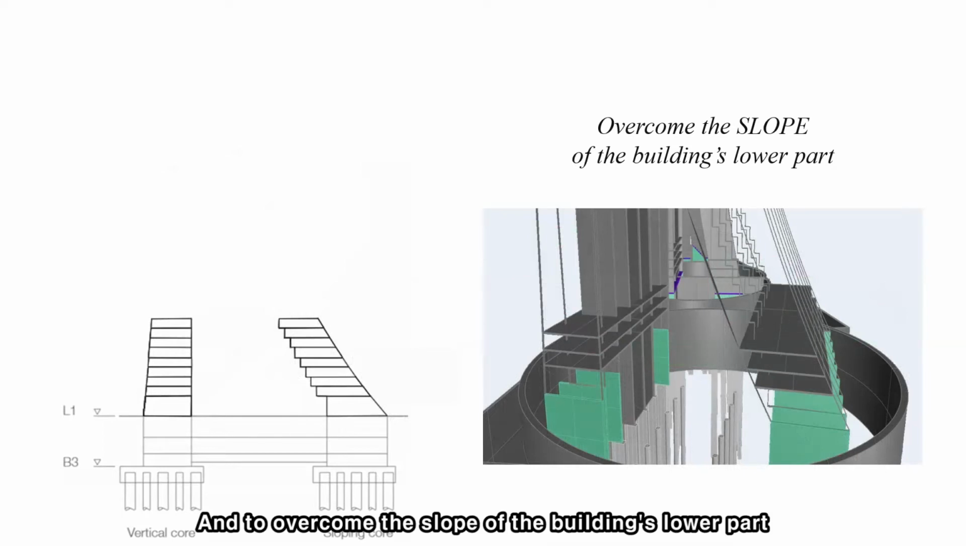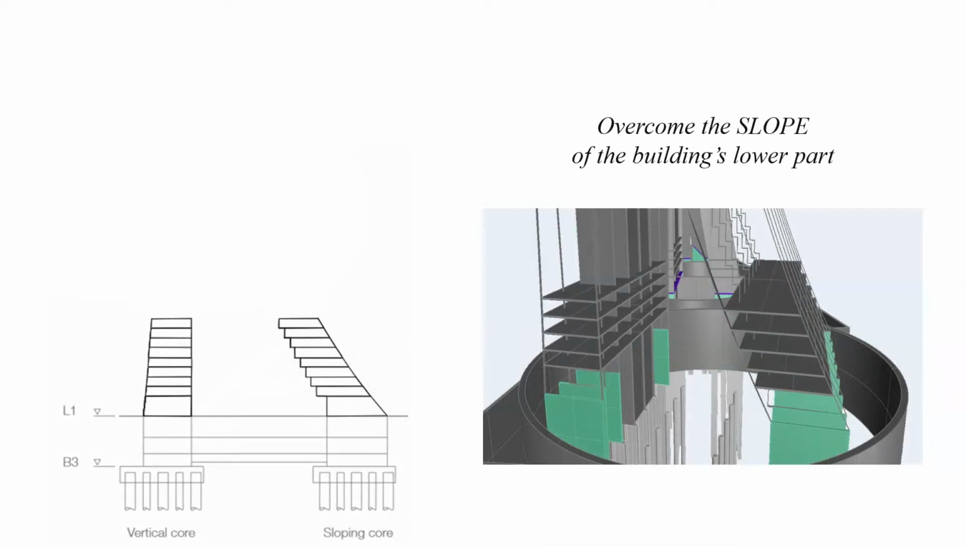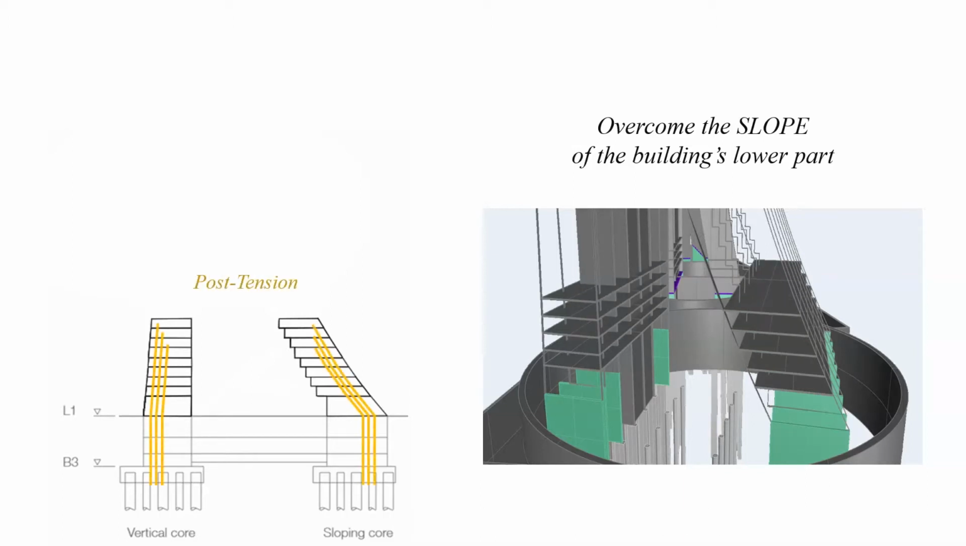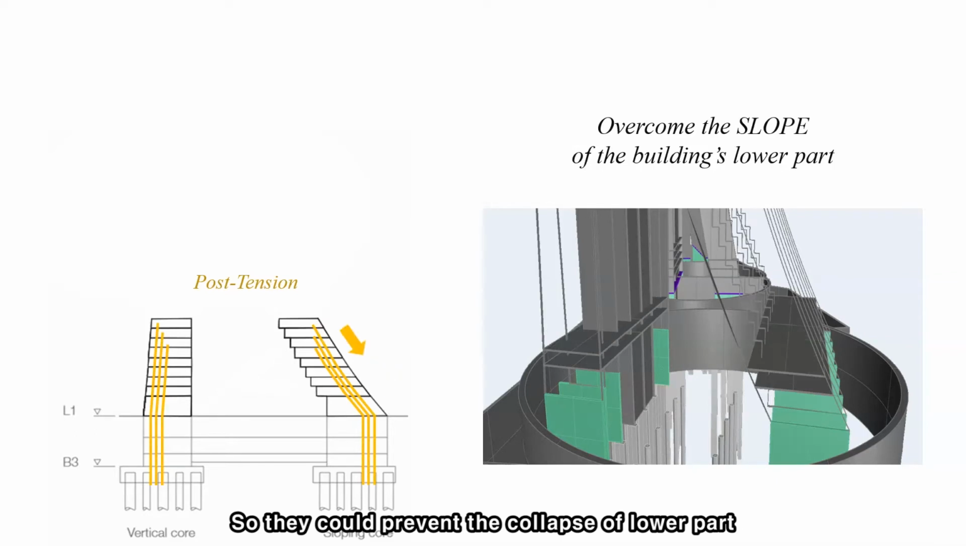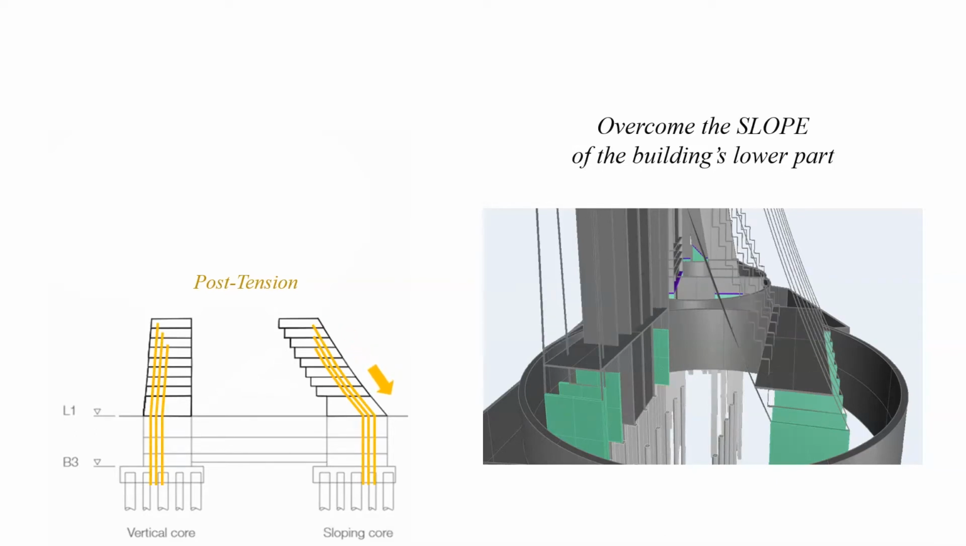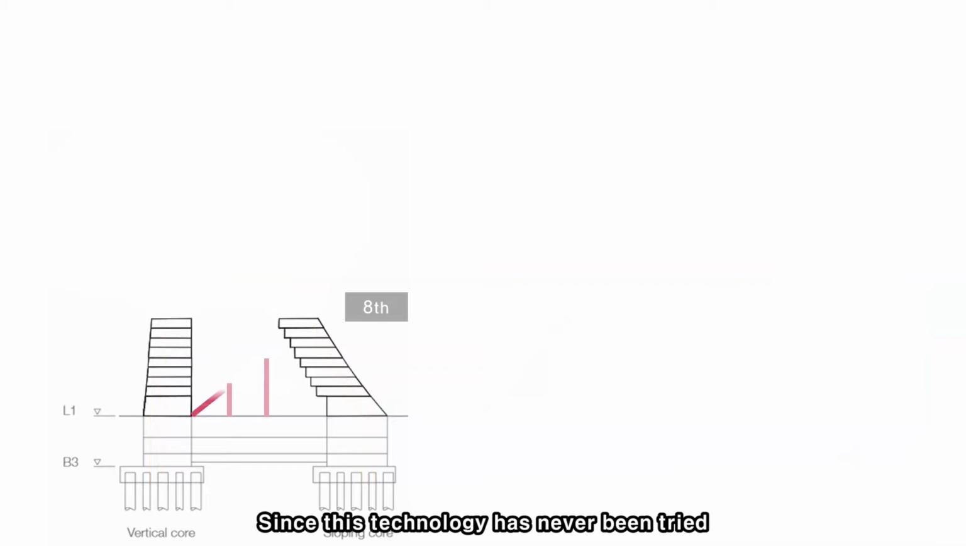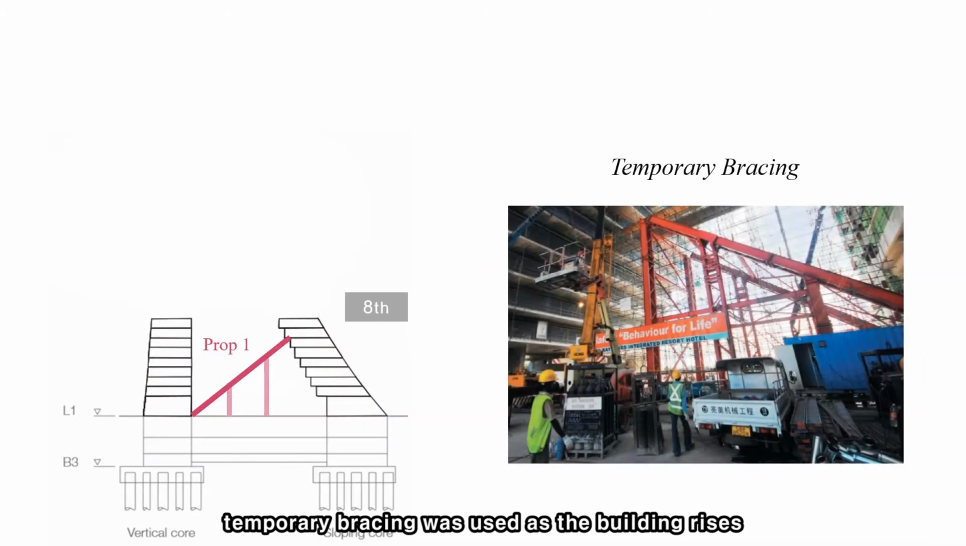To overcome the slope of the building's lower part, the engineers used the vertical force tension method creatively, so they could prevent the collapse of the lower part. Since this technology had never been tried, temporary bracing was used as the building lies, to reduce the possibility of failure more surely.